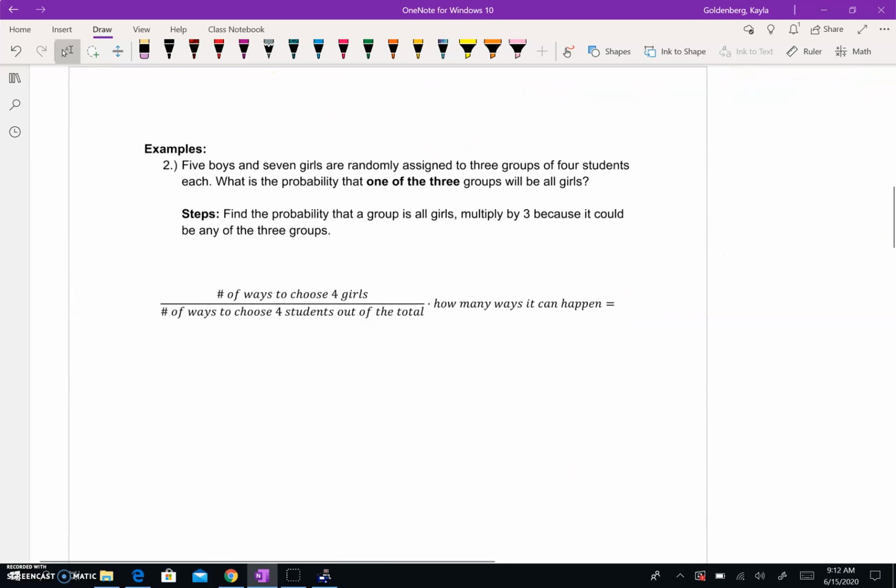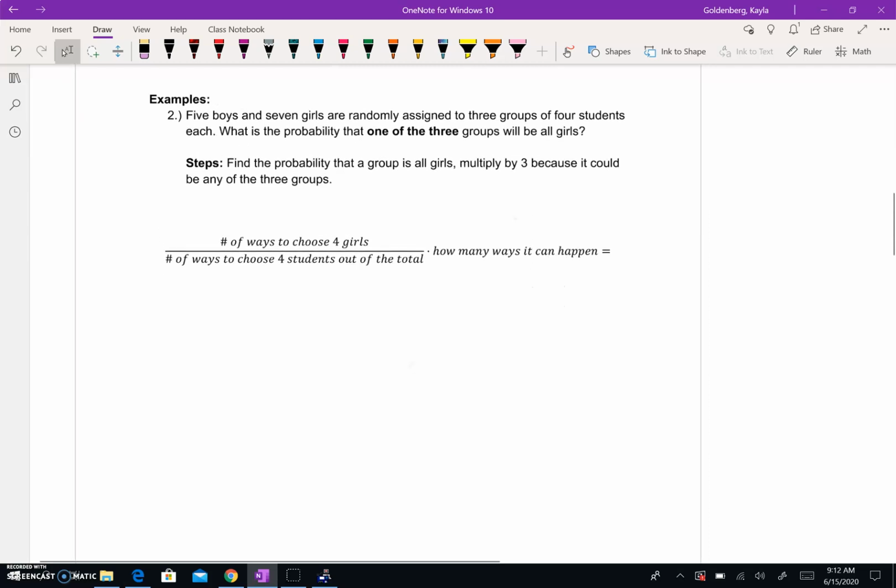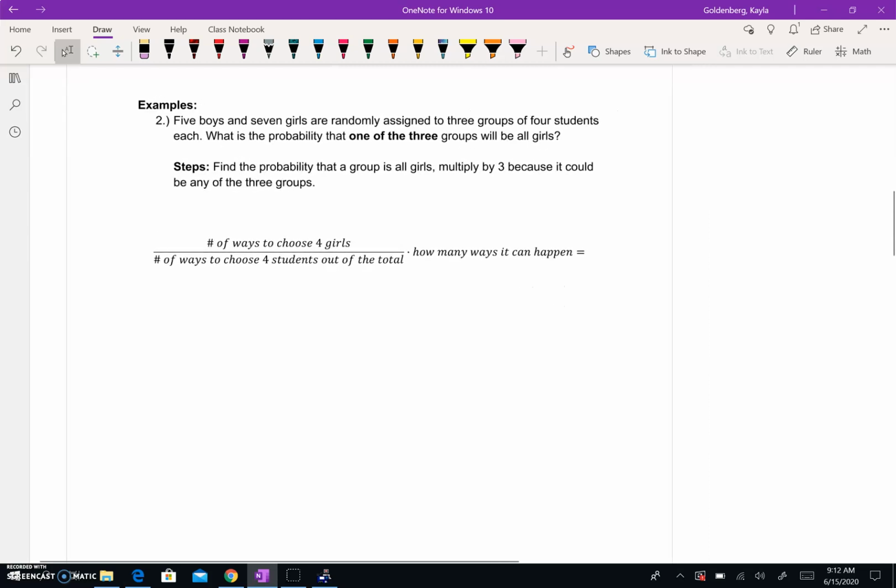So let's go to our second example. I believe this is the only other example. Yep. I wanted to make it pretty straightforward, so there's only 2 examples so you don't get overwhelmed. Now, example 2 says 5 boys and 7 girls are randomly assigned to 3 groups. So let's just highlight important information. Total boys, total girls, 3 groups of 4 students. So there's 1, 2, 3 groups of 4 students. Just to give you a visual. What are the chances that one of the 3 groups is all girls?